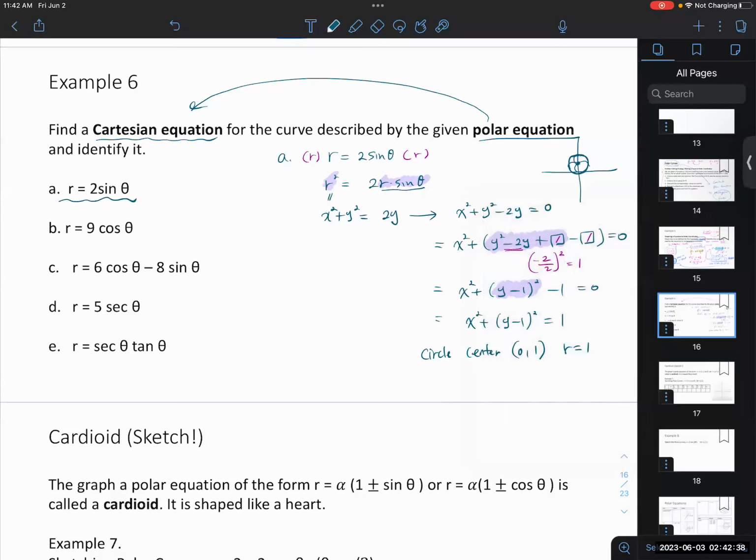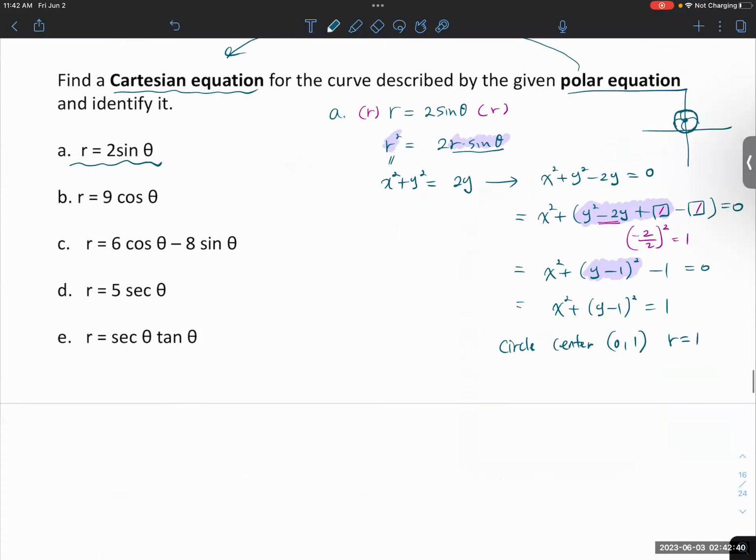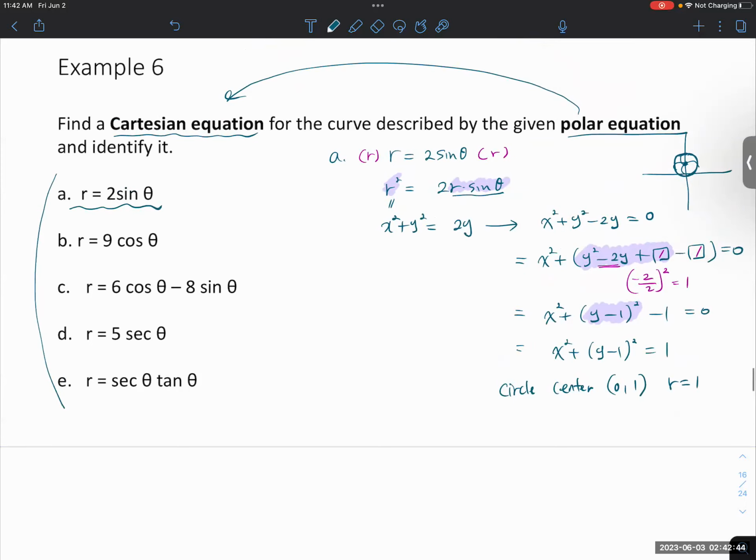Okay, so you are getting better and better. There's a limit: if you have only a polar equation, it's hard to graph it. If you convert to the Cartesian, this is easy to graph. That's why we convert from polar to Cartesian equation.